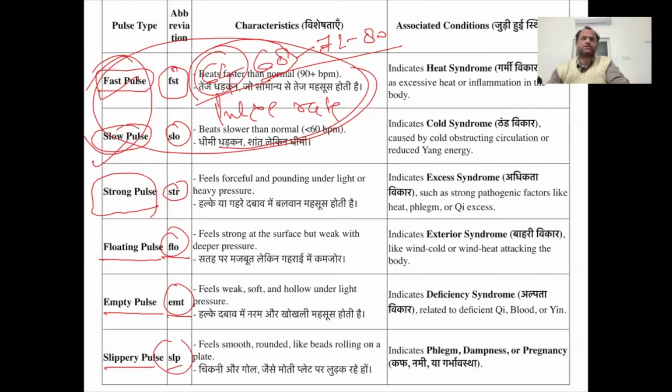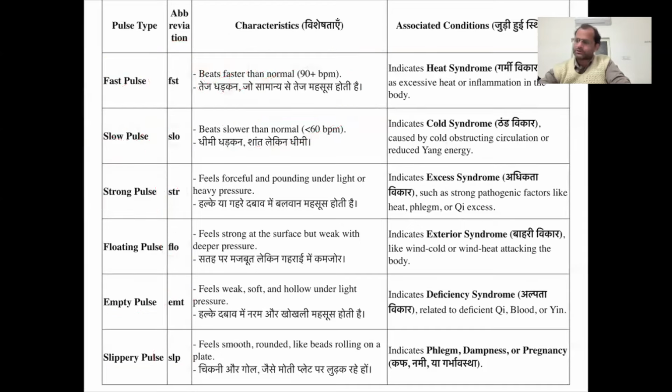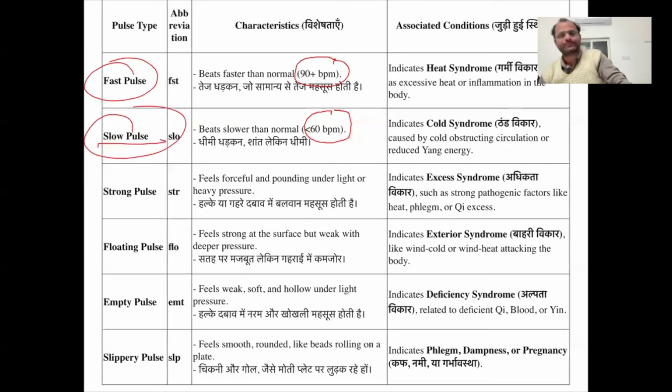But if the pulse rate is too high or too low, then we say it's not normal. If someone's pulse rate is more than 90 beats per minute, 90 plus, we call it a fast pulse. And if someone has a pulse rate less than 60 beats per minute, then we call it a slow pulse. So we count the pulse.